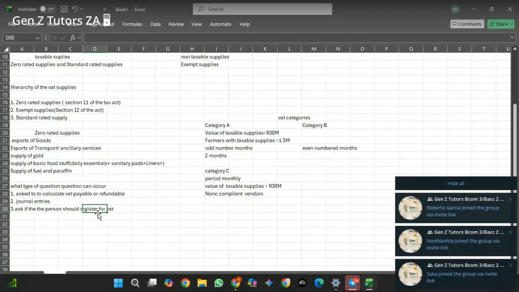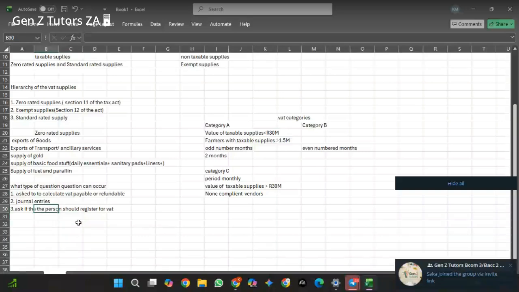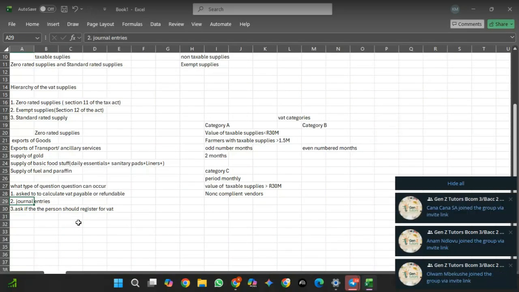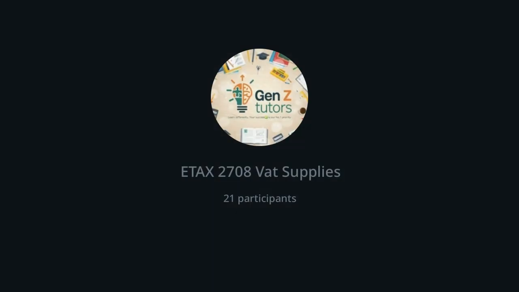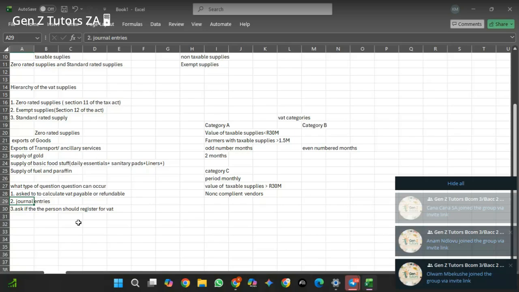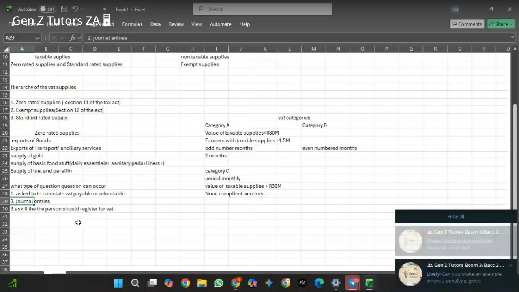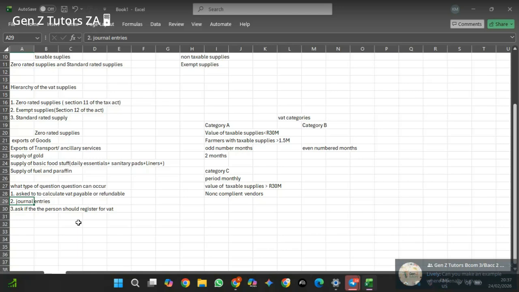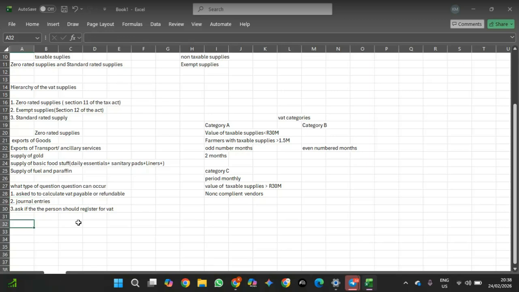So we see as we go along. Then journal entries, you guys know journal entries, but we'll do them along the way. And then also you'll be asked to calculate the VAT payable or refundable. Whenever you're calculating that, always start with your VAT output, and then what will follow will be your VAT input, which will be the one with the negative sign along the way.